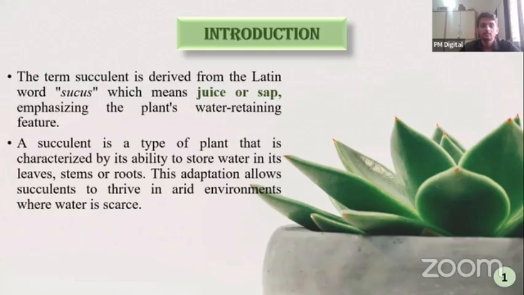The term succulent is basically derived from the Latin word succus, which means juice or sap, emphasizing the plant's water-retaining feature.